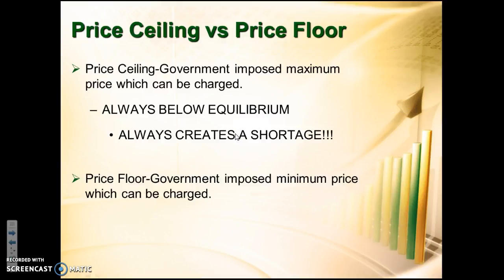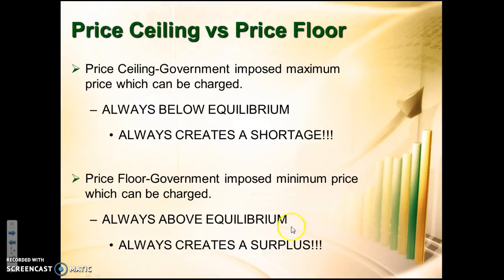A price floor, on the other hand, is the government minimum that can be charged. Again, you're standing in your living room, you look down and you see that is the lowest point that you can get in your house. That's the floor, the lowest possible point. For it to be effective, the government has to put it above equilibrium. Probably the most famous example of a price floor is minimum wage. It always creates a surplus.